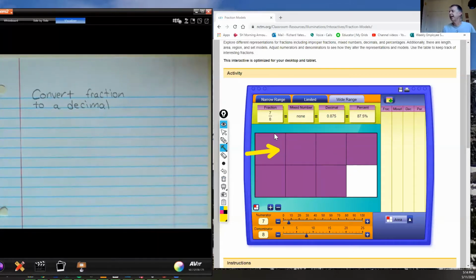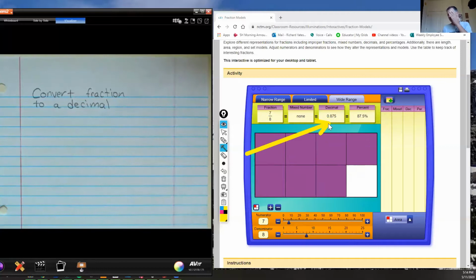And that means that 1, 2, 3, 4, 5, 6, 7 parts of my phone are charged, but 1/8 of it is not charged. So my fraction of charged battery is 7/8, 87.5%, and the decimal is 875 thousandths.